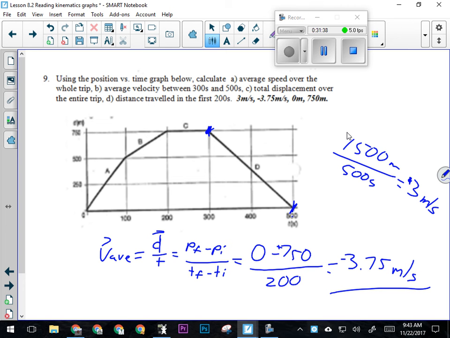Total displacement over the entire trip, 0. Started at 0, ended at 0. Total displacement is 0. Pardon me? That would be a 1-mark question, absolutely. And for part D, the distance traveled in the first 200 seconds. Well, I went from 0 to 750, so it seems like it should be 750. Easy enough. That would probably be a 1-mark question, yeah.